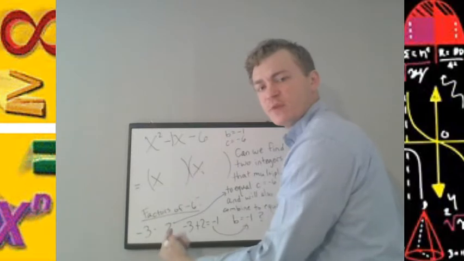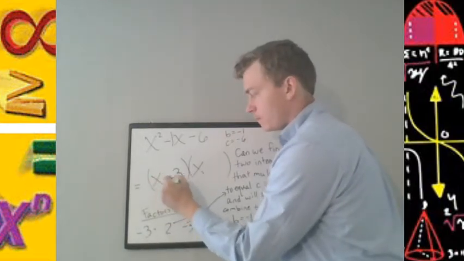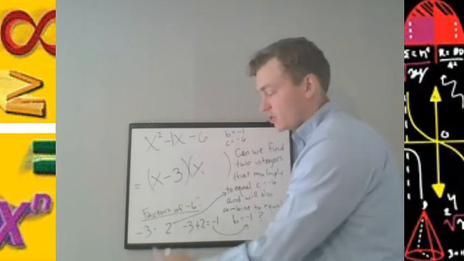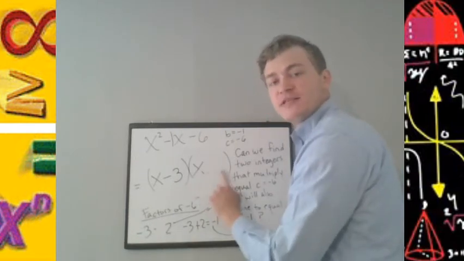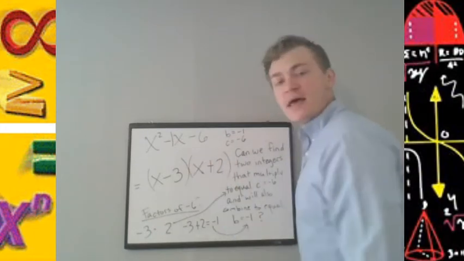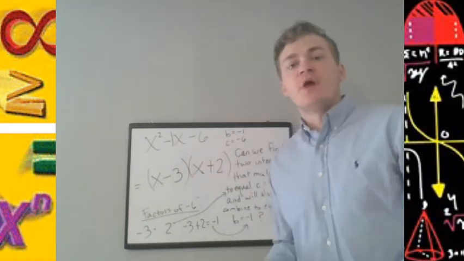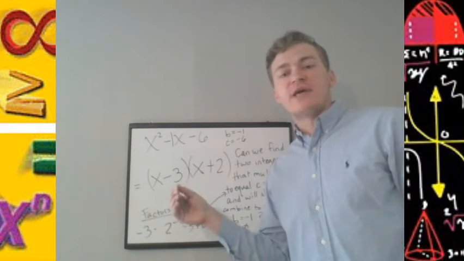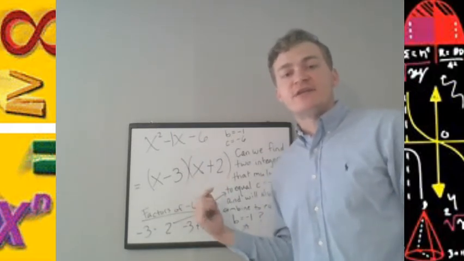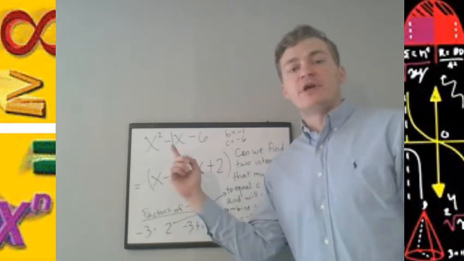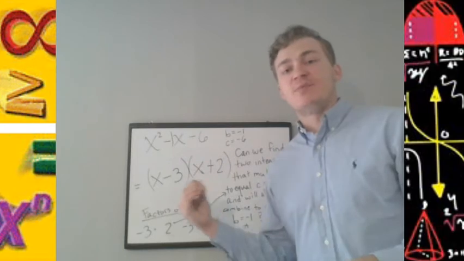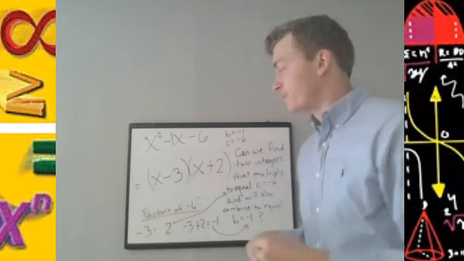I'm just going to go in order from left to right. The first binomial factor is x minus 3. Using this integer 2, our second binomial factor is x plus 2. The product of our binomials x minus 3 and x plus 2, these two factors here, when multiplied together, will give us the resulting trinomial. We can always check this by simply using the distributive property.